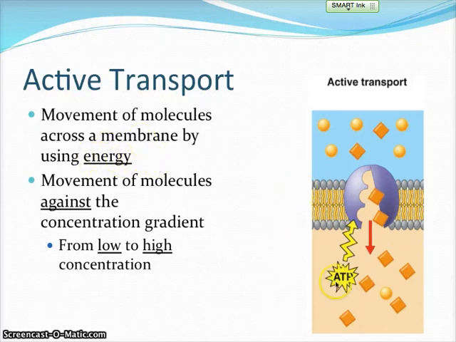Notice that energy is being used to push more of these orange squares inside of the cell. Notice there's already a lot of orange squares inside the cell, but even more are being pushed in. That's active transport. Those molecules don't want to be all squished together, but the cell, for whatever reason, really wants those molecules. So maybe it's a nutrient that the cell needs to survive.